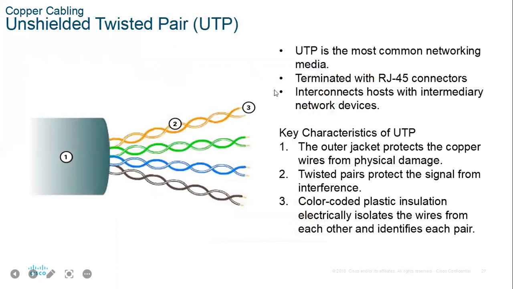So characteristics of UTP, that's unshielded twisted pair. The outer jacket protects the copper wires from physical damage. The twisted pair protects the signal from interference. The color-coded plastic insulation electrically insulates the wires from each other and identifies each pair. So you normally have orange, white, green, white, blue, white, and brown, white. You terminate them with RJ45 connectors.